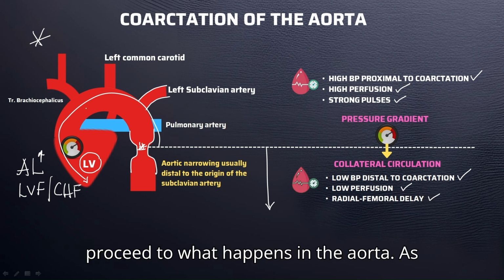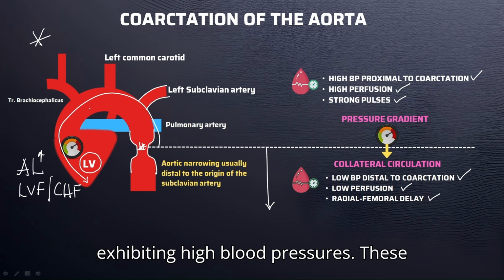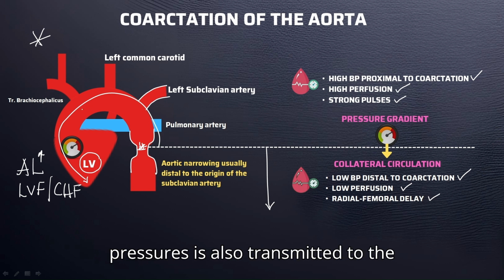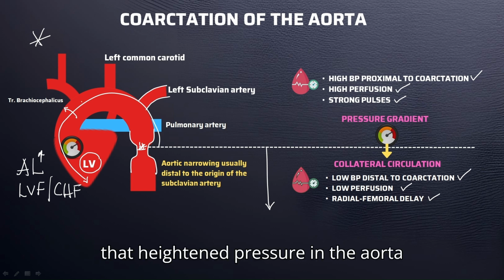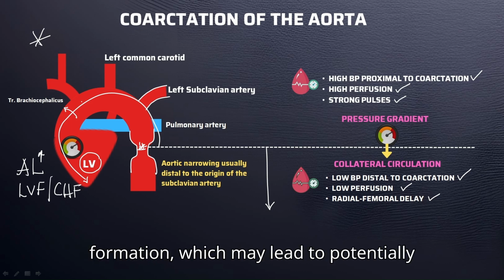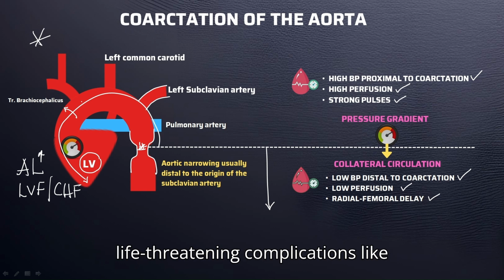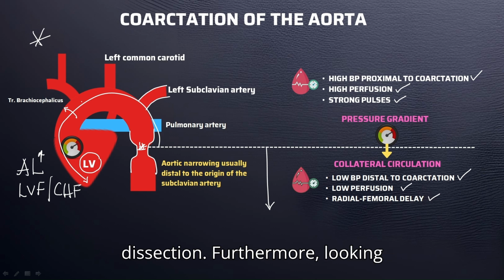Let's proceed to what happens in the aorta. As we are saying, the proximal part is exhibiting high blood pressures. These pressures are also transmitted to the walls of the aorta. And so that heightened pressure in the aorta poses a risk of aneurysm formation, which may lead to potentially life-threatening complications like rupture of aneurysm or even aortic dissection.